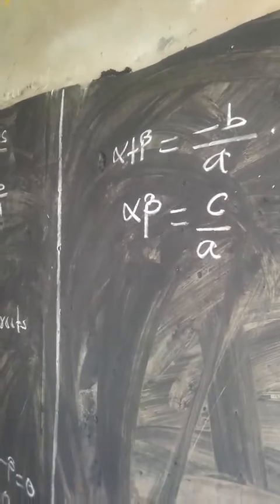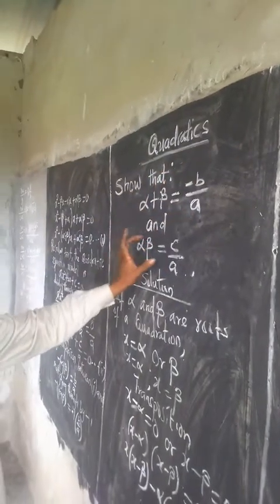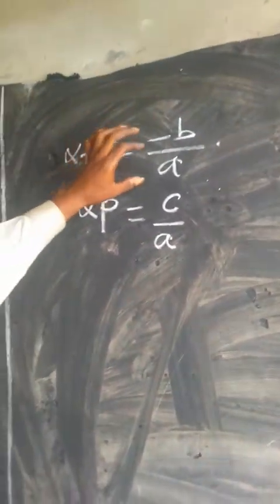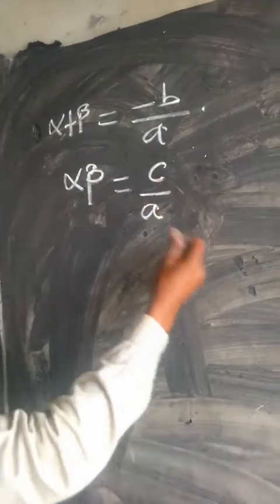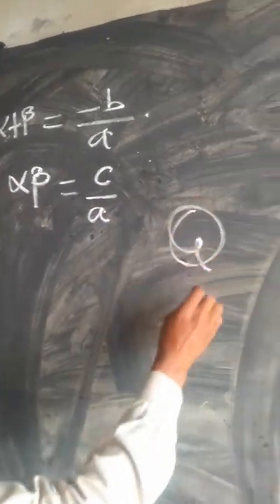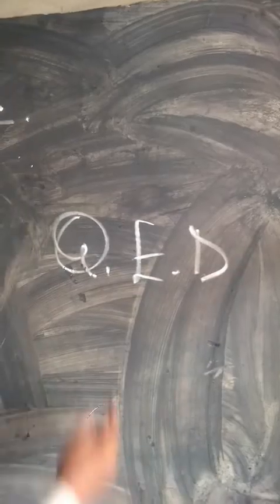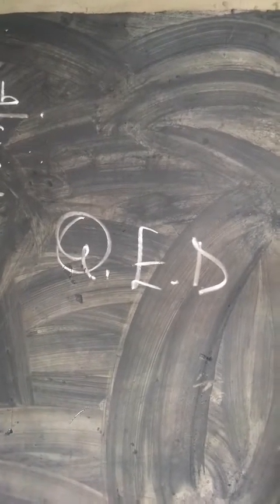Since the question says that we should show that alpha plus beta equals minus b over a and alpha beta equals c over a, through this solution we have actually shown that alpha plus beta equals minus b over a and alpha beta equals c over a. So QED, quod erat demonstrandum, which shows that I have proven what I am required to do. I believe this helps.